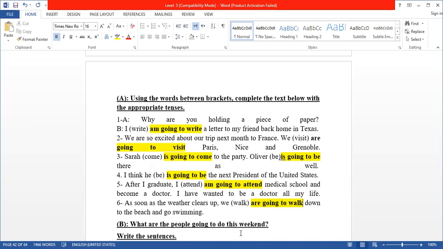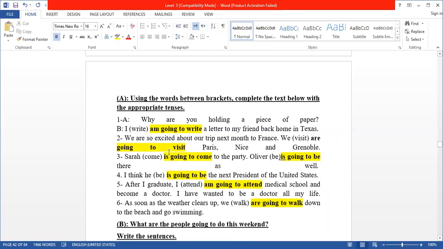Okay, clear up means became fine or nice. We are going to go to the beach. Beach is shore. And go swimming. Swimming here is a sport that takes place in water by using your limbs, arms and legs. So these are our answers. Yes, I am going to write a letter.